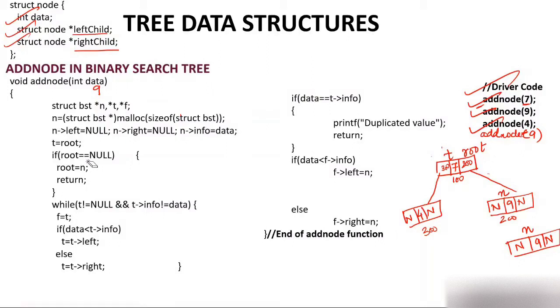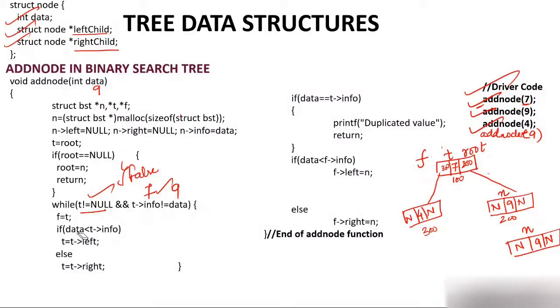Fine. If root is equal to null, no, root is not null. Condition becomes false. Why is root not null? Because root is having 100. Okay. Why is T not null? Yes, T is not null because T is having 100. Fine. Is T's info, what is T's info? 7 is not equal to 9. Yes, 7 is not equal to 9. Condition true. I came here, F is equal to T. Now F and T and root, they all are pointing to the same node.